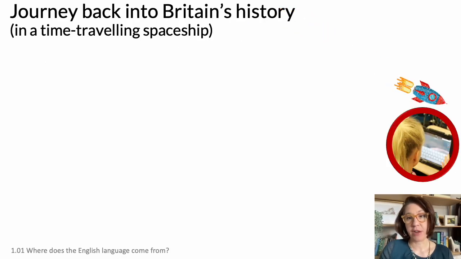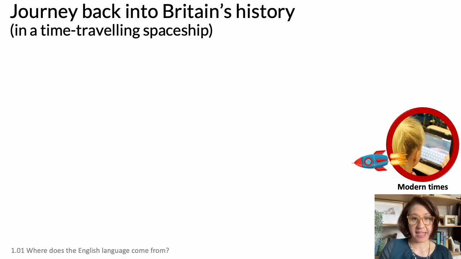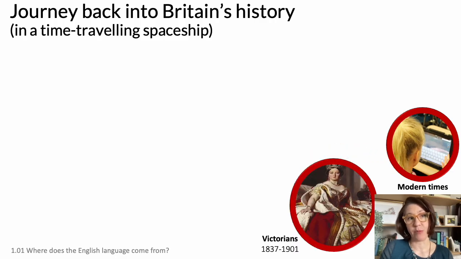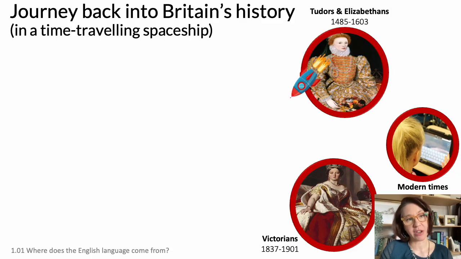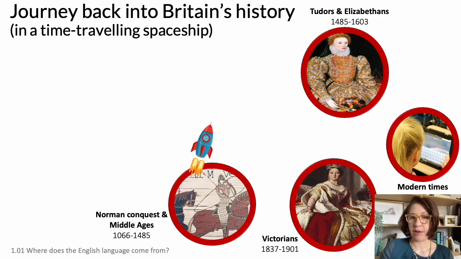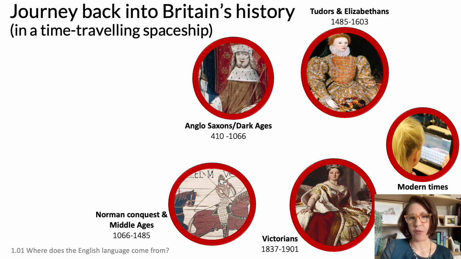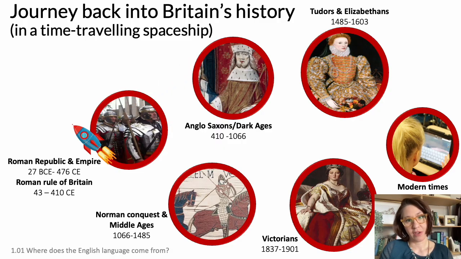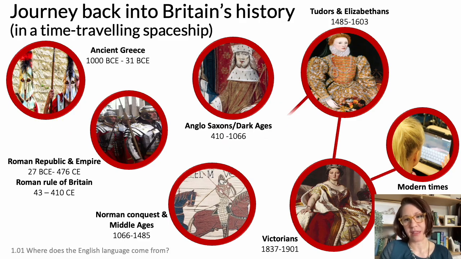Okay, so now we've had a warm-up thinking about Rome and Greece. Let's see if we can connect it to the times in which we currently live. Let's journey back through Britain's history in a time-travelling spaceship. Every time we land, we'll look out of the spaceship window and try and work out from what we see if we're in Greek or Roman times. When your students answer, get them to explain why they think what they do.